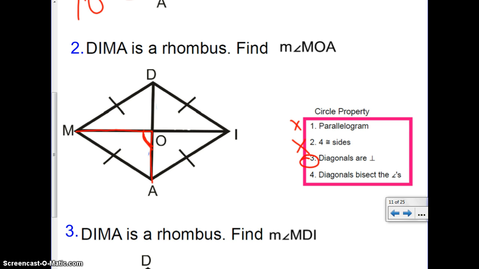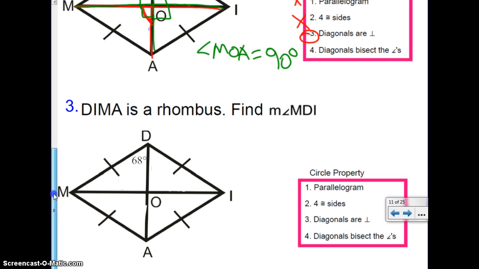If the diagonals are perpendicular, so these diagonals right here, I'll actually draw it in green. So these diagonals right here, if they're perpendicular, what does that mean? That means we have right angles, right? Right angle here, right angle here, right angle here, right angle there. So what is angle MOA? Well, angle MOA equals 90 degrees, because it's a right angle.